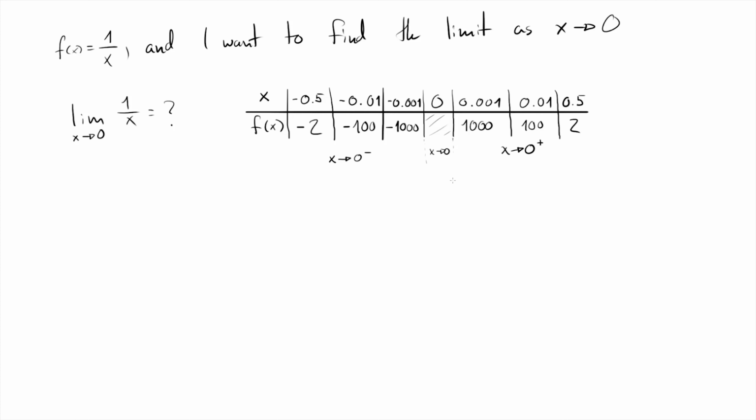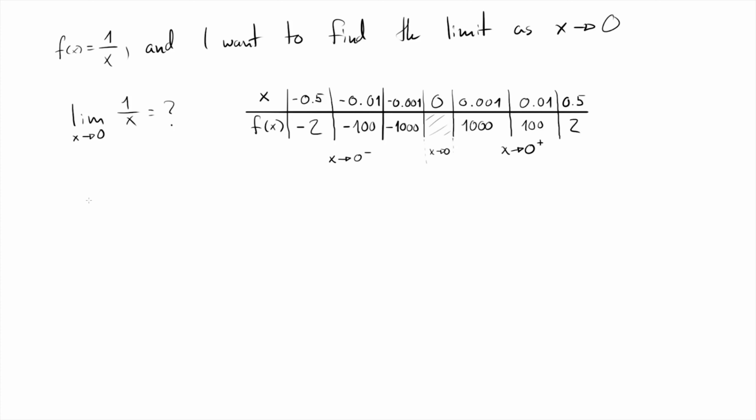Okay, and what we can see here is that from the left-hand side, our limit is approaching negative 1000. And as we can see, these numbers are getting more and more negative. And so if we had negative 0.000000001, we would get an even more negative number. And from the right-hand side, we would get the same thing, except now we're going into the positive numbers, okay?